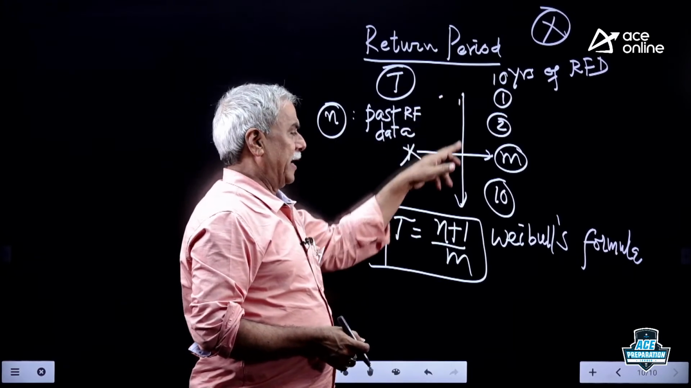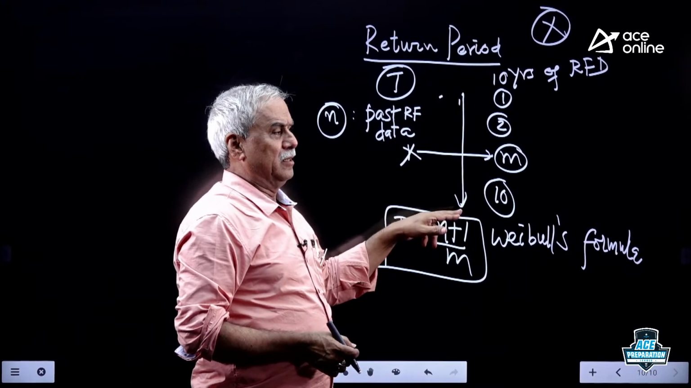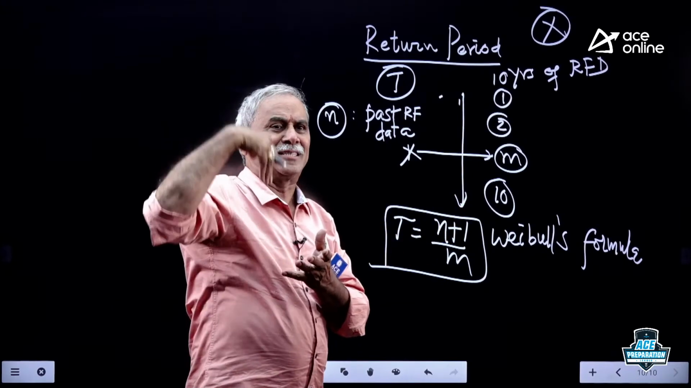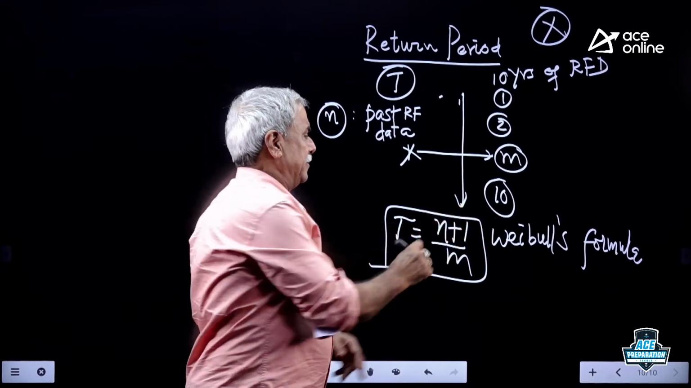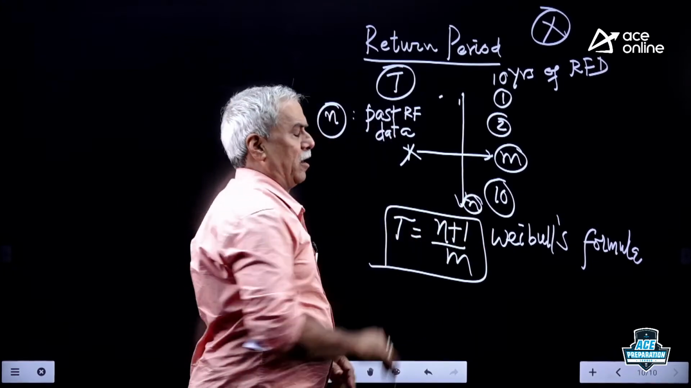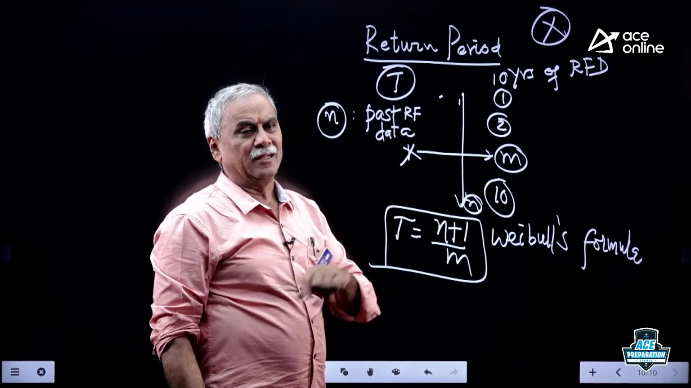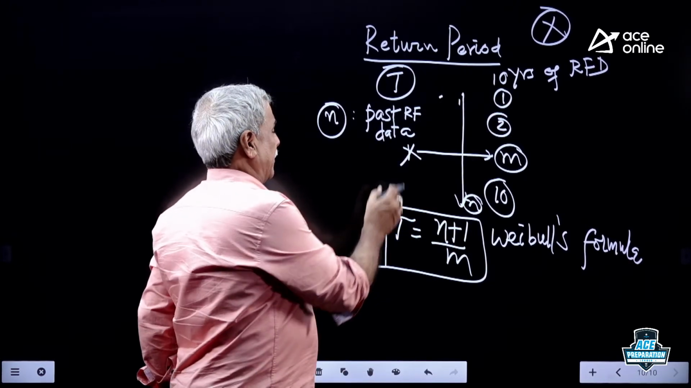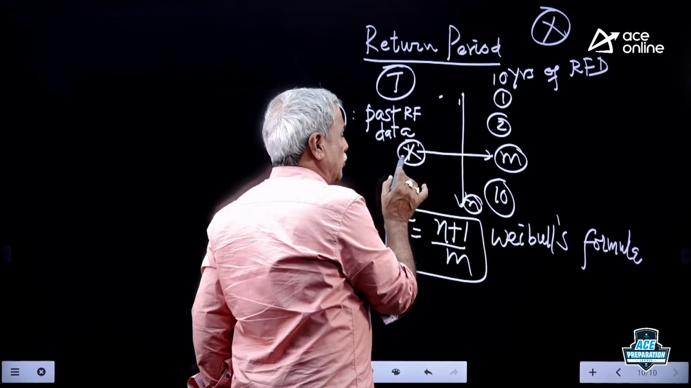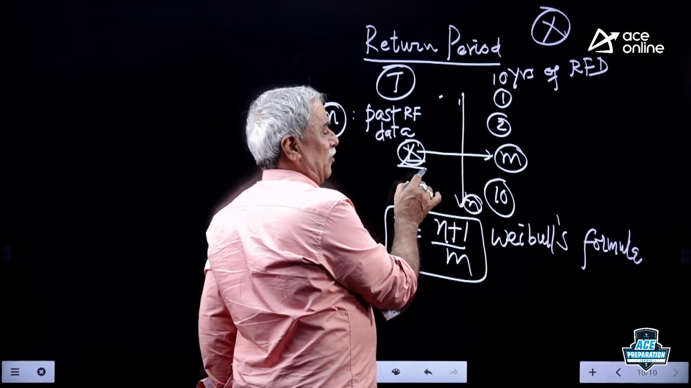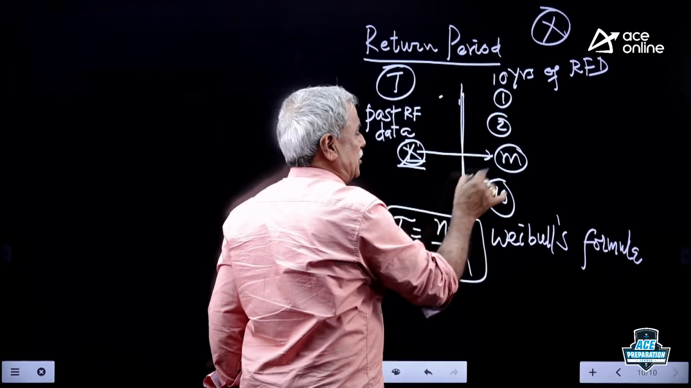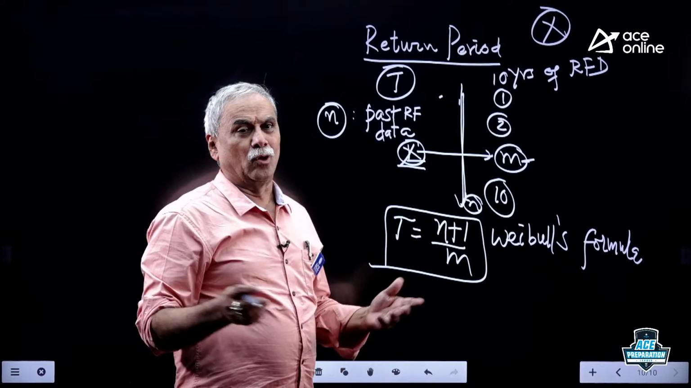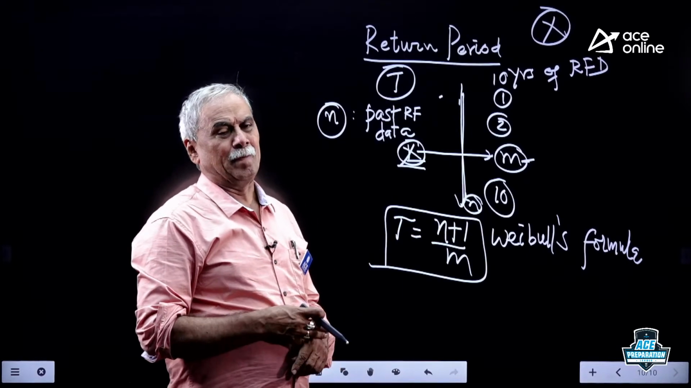When you write all the n years of rainfall data, the highest rainfall is ranked 1 and the least rainfall of all the previous n years is ranked n. Then, whatever reference rainfall is given, whose return period is needed, I will identify in that list where its rank is. The formula is very simple: T is equal to (n plus 1) divided by m.